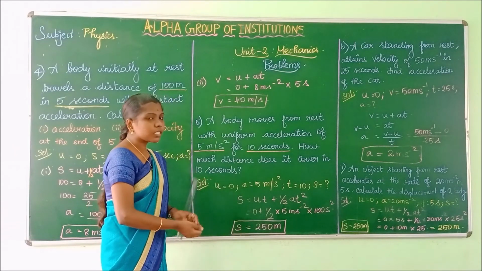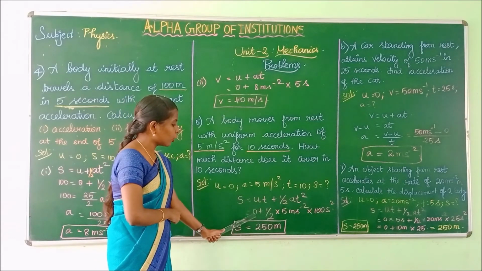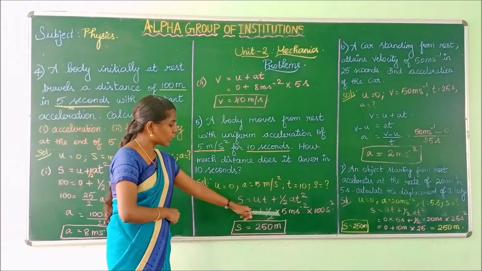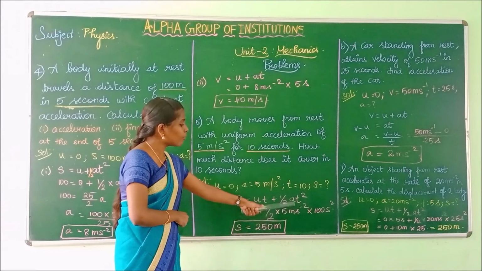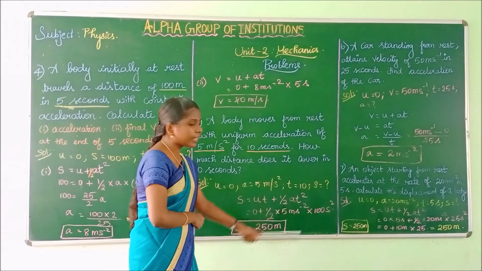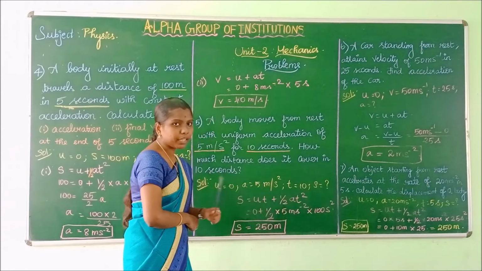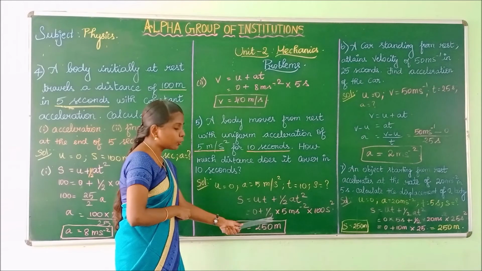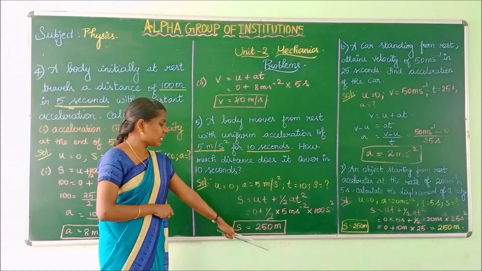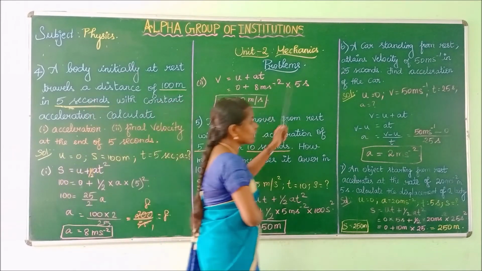Okay, is it clear? Substitute all the given values in this formula. Initial velocity is 0. 0 into any number is 0. So 0 into 10 is 0 plus half a value is 5 meter per second square into t square. 10 square is 100 second square. 5 into 100 is 500. 500 divided by 2 is 250 meter. The unit of distance is meter. Is it clear? Yes. I will read the next question.